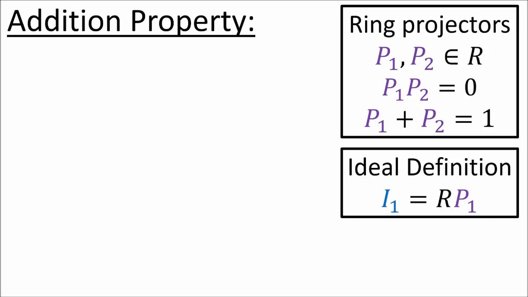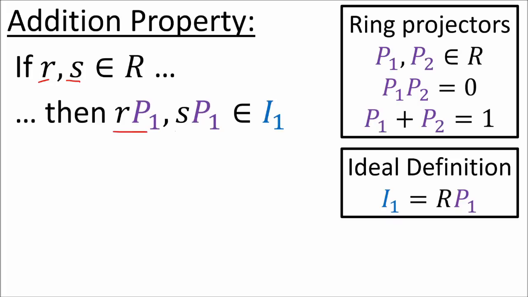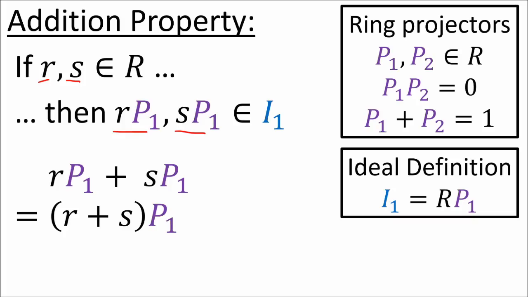Let's first prove the addition property. Two ideal members must add together to give another ideal member. If small r and small s are members of the ring, then rP1 and sP1 are in the set I1. Basically, any member multiplied onto P1 from the left is defined as being inside the set I1. Adding these elements together gives us (r plus s) times P1, which is also in I1 by definition.